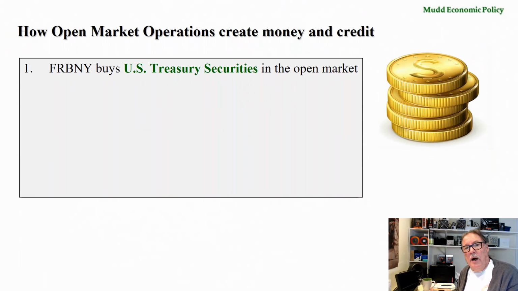So step 1 will be that the Federal Reserve Bank of New York buys United States Treasury securities from private holders. We're going to assume mostly banks, and that's mostly who they buy it from, in the open market. So they're buying Treasury securities from banks.